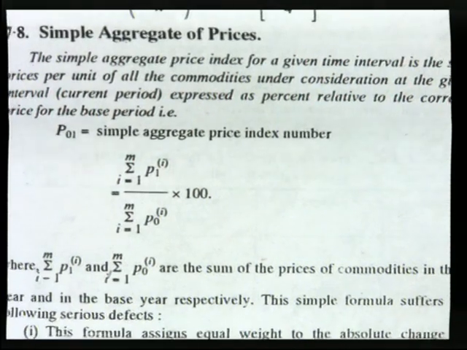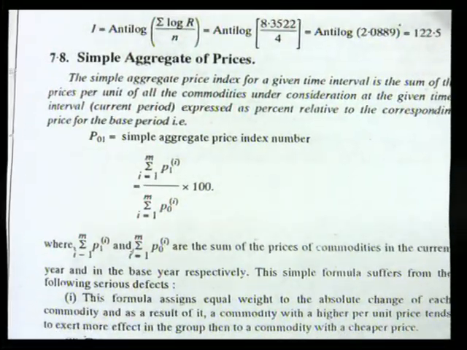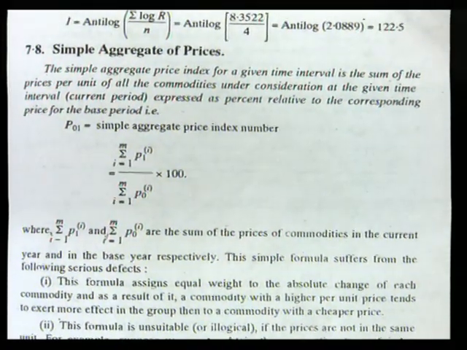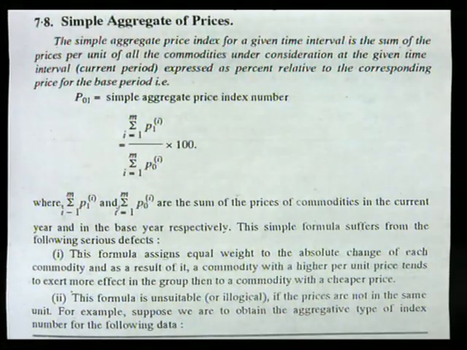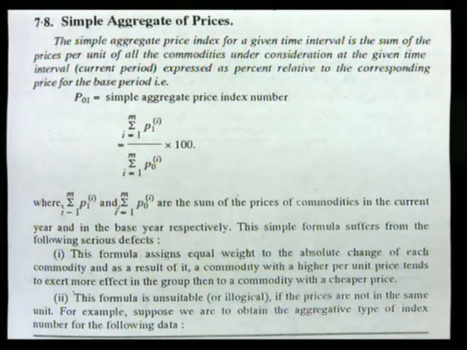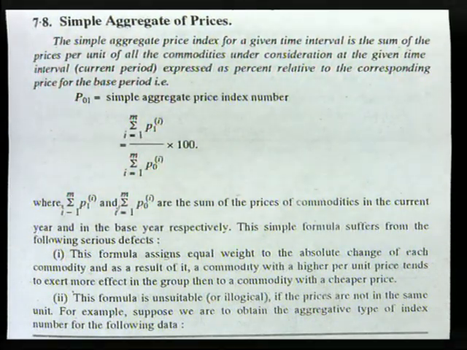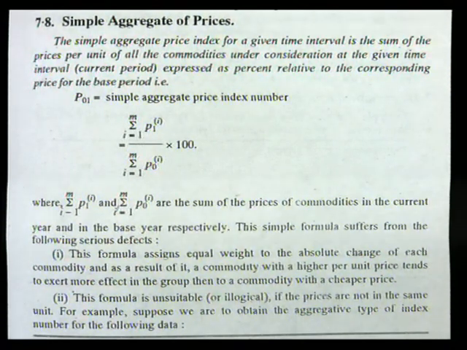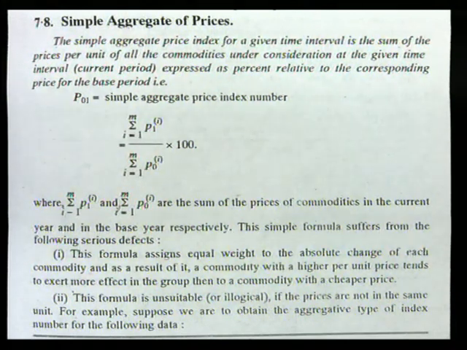So this simple formula suffers from the following serious defects; there are two defects. This formula assigns equal weight to the absolute change of each commodity, and as a result, a commodity with a higher per unit price tends to exert more effect in the group than a commodity with a cheaper price. The second drawback is that this formula is unsuitable or illogical if the prices are not in the same unit.